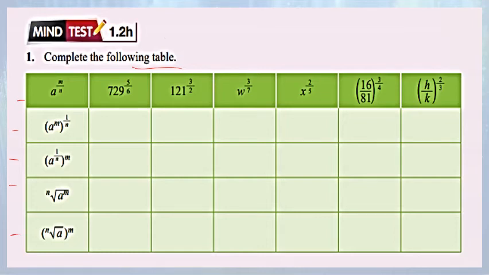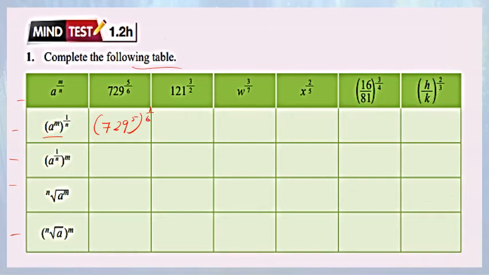For example, the first one is the 6th root of 9 to the power of 5, or 9 to the power of 5 over 6. You convert to this form, a power m, meaning power first. So 9 power first. The power is 5, the above number is the power. Another power is 1 over 6.